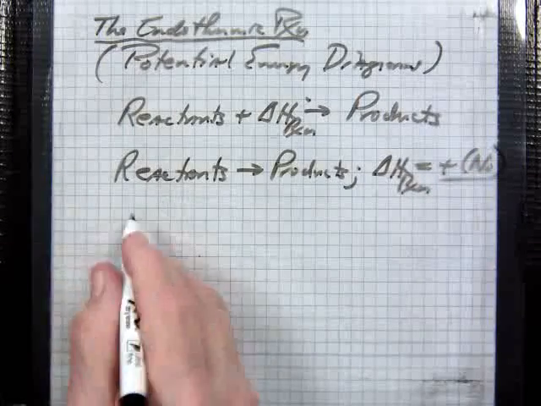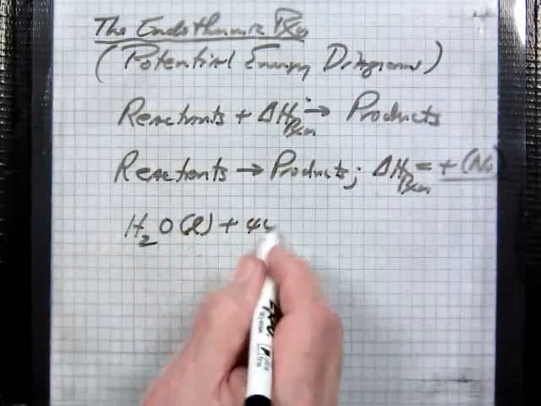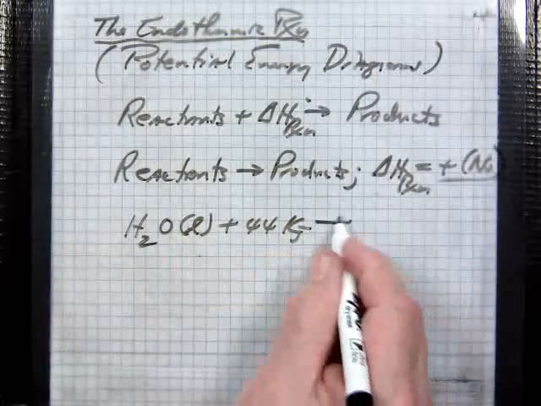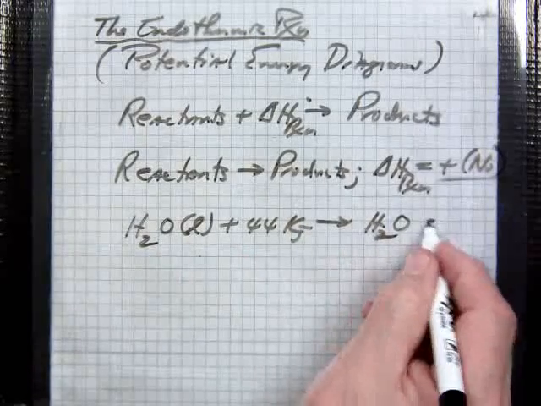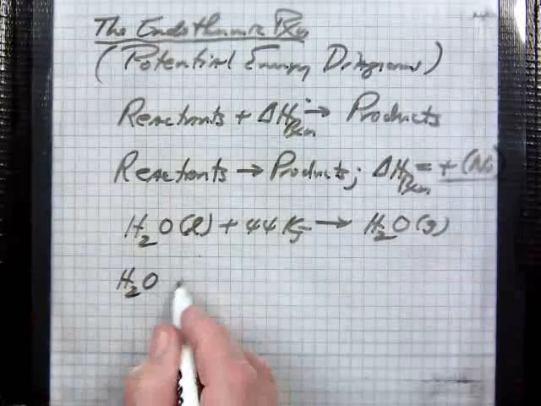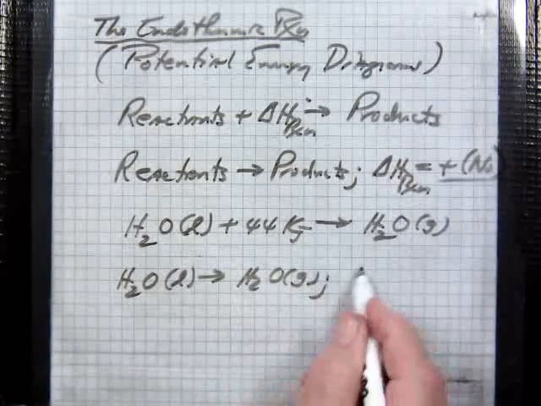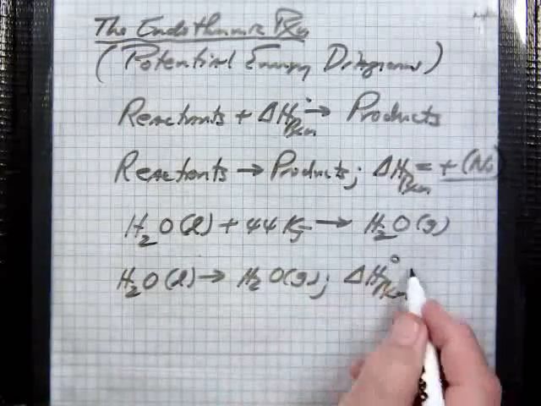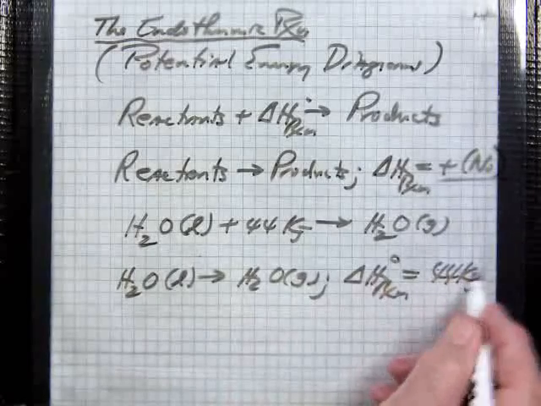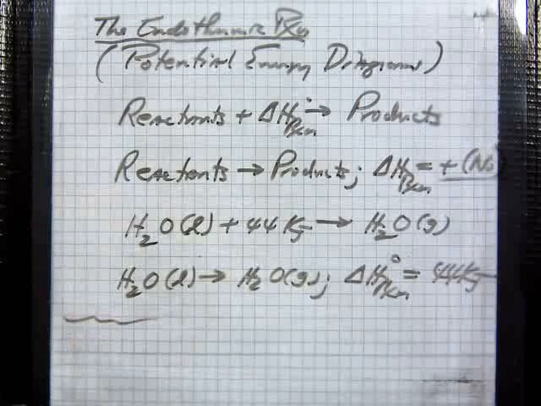An example would be H2O as a liquid plus 44 kilojoules goes to H2O as a gas or steam, like that. So that's an example of evaporation. Or you could put H2O as a liquid goes to H2O as a gas, semicolon, delta H of the reaction is equal to just 44 kilojoules, an endothermic reaction like that. Okay.